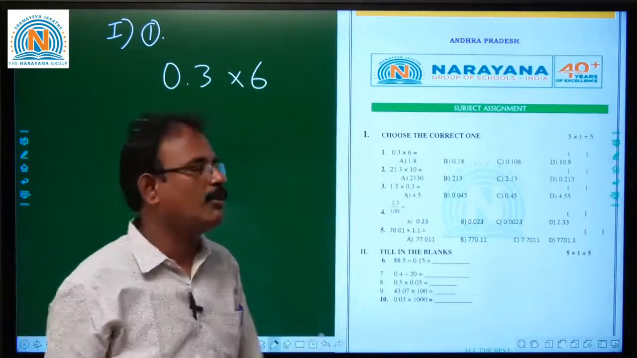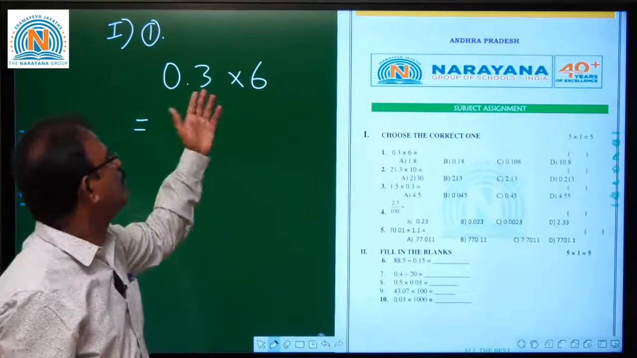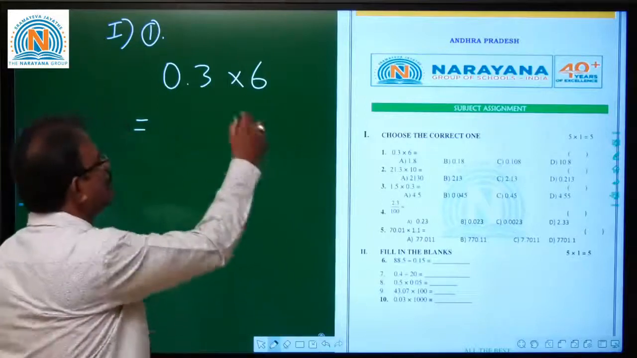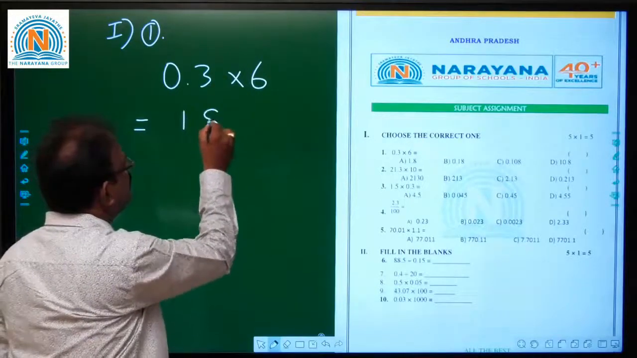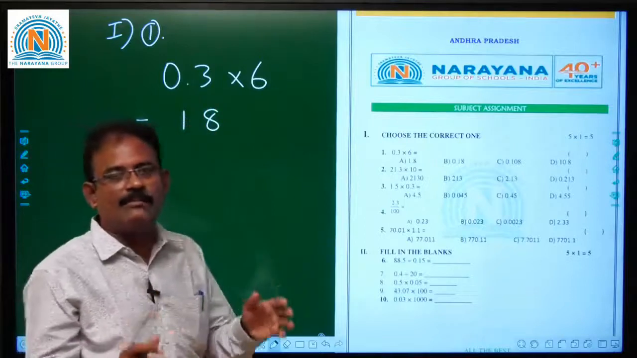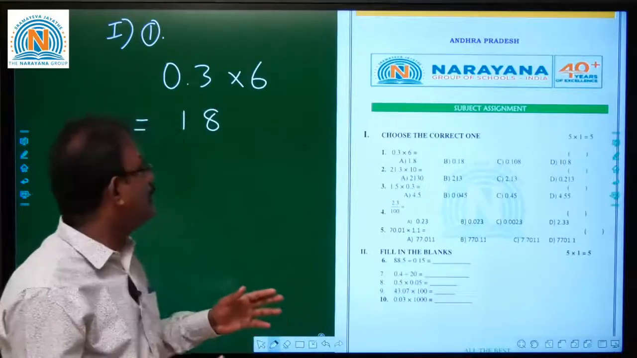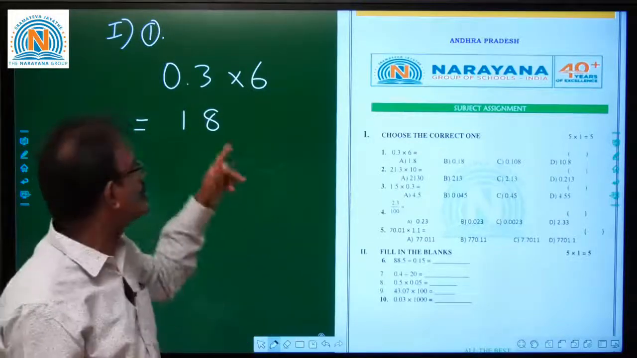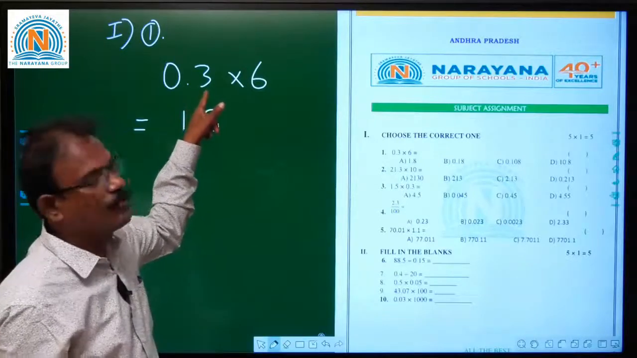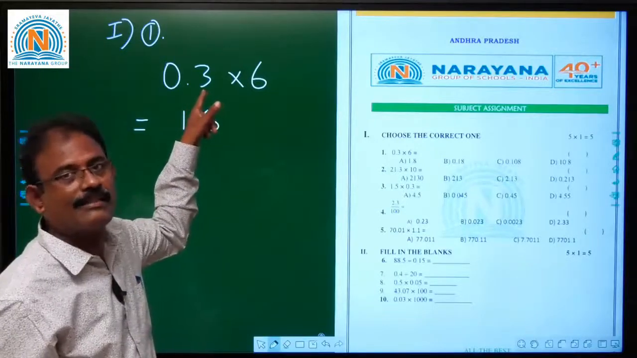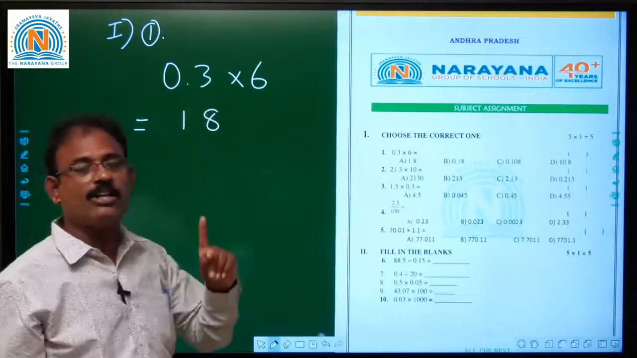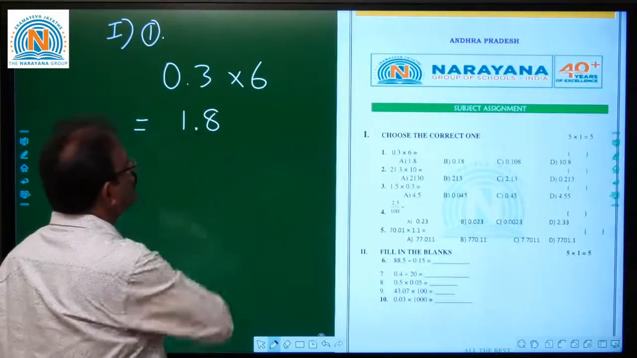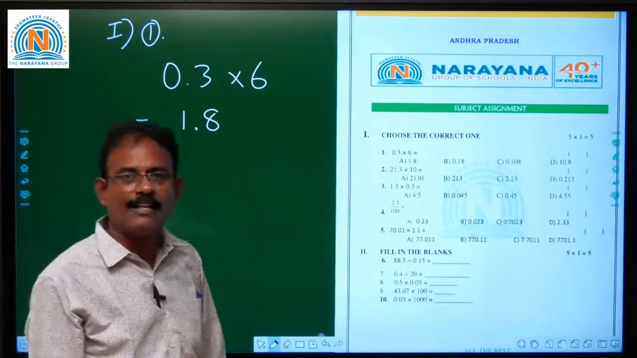You are very well known about this multiplication. First of all, forget the decimal point. Let us multiply like numbers. As you know, 6 3s are 18. Now after multiplying the numbers, let us consider the position of the decimal point. Count the number of digits after the decimal point. Here after the decimal point we have only one digit, nothing but 3. So as we have one digit after the decimal point, we have to keep the decimal point one digit before. So what is the product of 0.3 and 6, children?